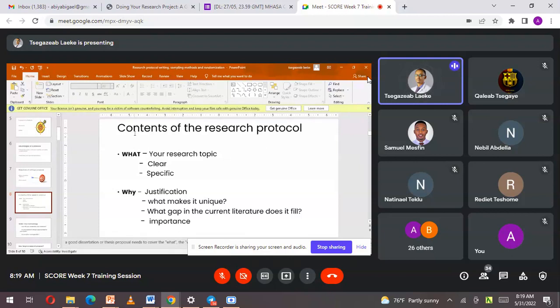And then you should also answer why. Whenever somebody reads your research protocol, something that comes up to the mind of the reader is: why are you motivated to do this research? So you have to mention your justification.